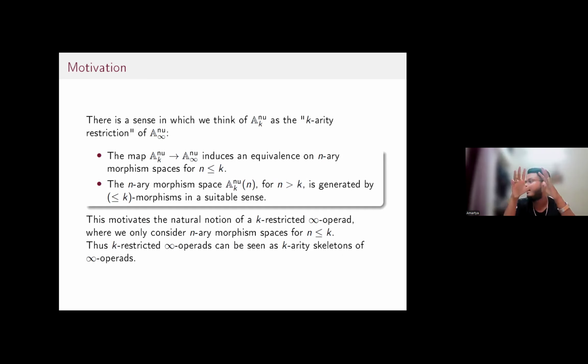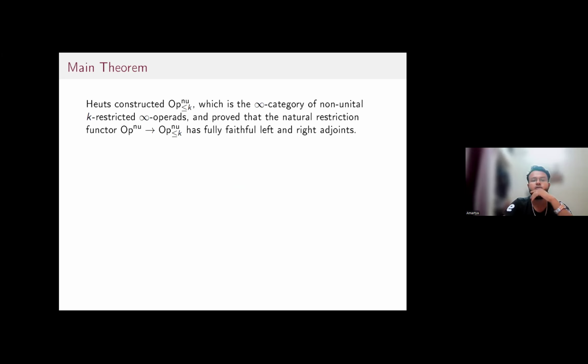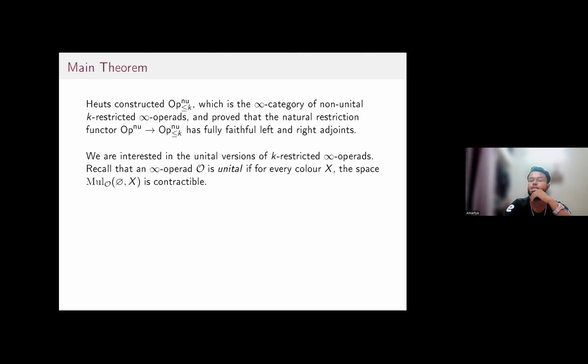Throughout these slides, we'll try to define a model for these unital ones. And why do we need unital? We'll also talk about that towards the end, and what I mean by unital as well. So Hertz basically constructed the infinity category of non-unital k-restricted infinity operads and proved that the natural restriction functor has fully faithful left and right adjoints. We are interested in unital versions of k-restricted infinity operads. What do I mean by unital? It means that for O, the space mul O of the empty set into x is contractible.